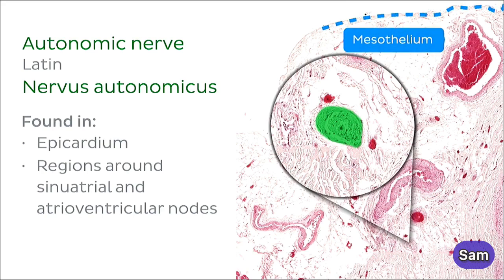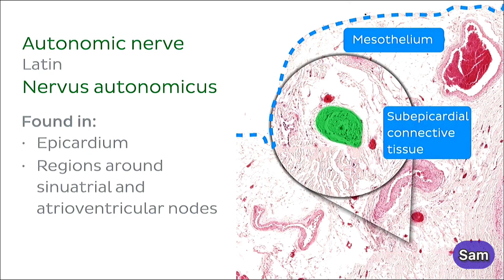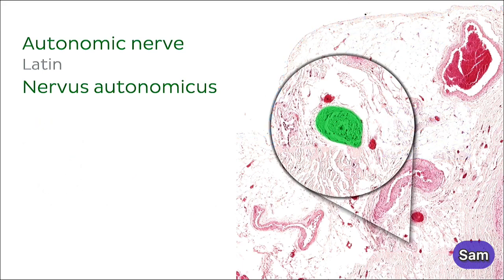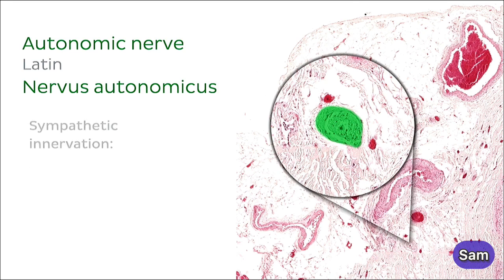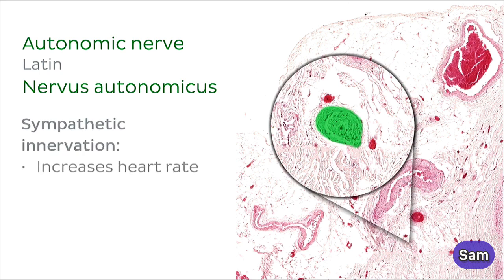And this outermost part of the epicardium is the mesothelium. And this area is the subepicardial connective tissue. Within the subepicardial connective tissue, we can see the cross-section of an autonomic nerve. The heart receives input from both the sympathetic and parasympathetic divisions of the nervous system, and parasympathetic stimulation is delivered via the vagus nerve, resulting in a decreased heart rate, whereas sympathetic innervation input increases the heartbeat by accelerating activity of the sinoatrial and atrioventricular nodes.